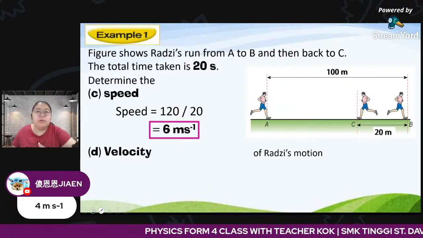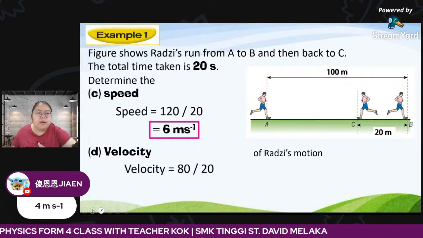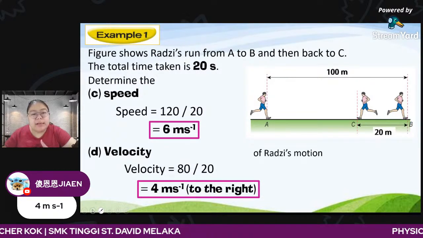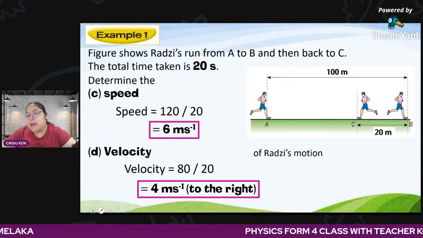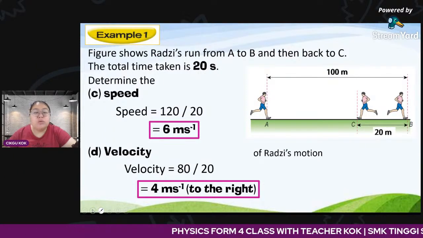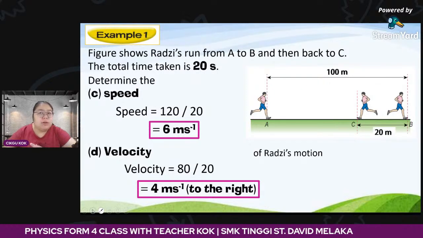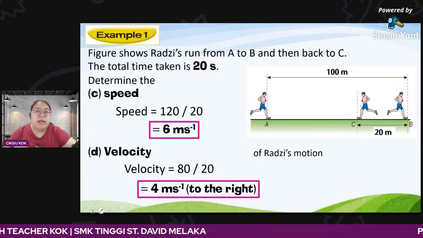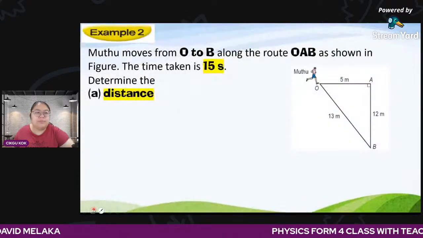So we go to check. Velocity, it is 80 over 20. So it is 4 m s negative 1. Go where? Go to the right. So mention the direction. They go to the right. So this one is the velocity. That means the students understood already: distance, displacement, speed, and also velocity. Then we go to the next.